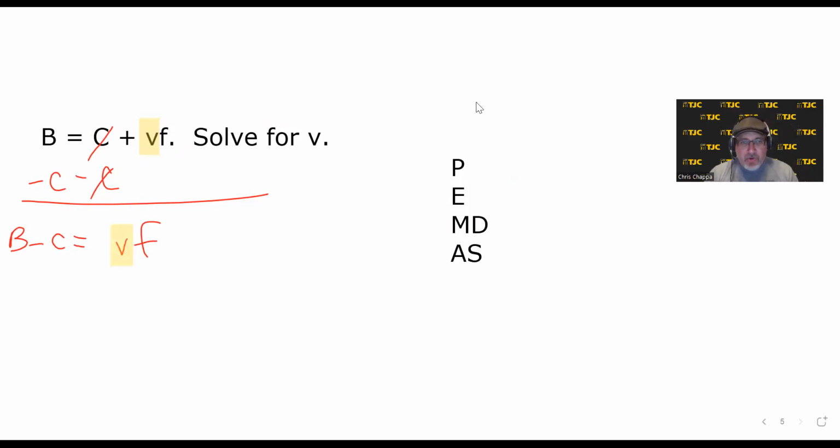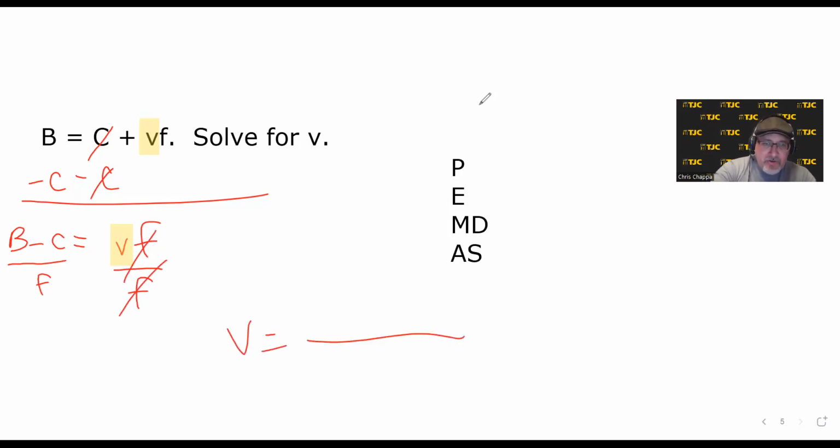Now I just have to get rid of the F, which is multiplied. So we'll divide both sides by F. But be careful. When you divide one side of an equation by something, and that side is an addition or a subtraction problem, that entire problem gets divided. So the entire subtraction problem, B minus C, is going to get divided by F. And that will leave a fraction with B minus C on top and F on the bottom.